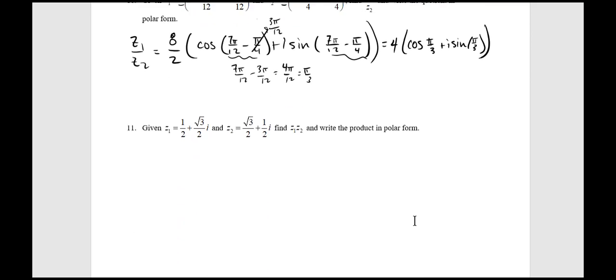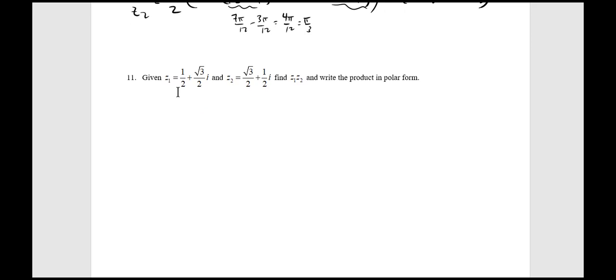Okay, let's do another one a little bit different here. Given these guys in rectangular form, compute the product and write the product in polar form. Well, you have options here. You could just multiply these by each other. Right? You could just multiply them out, or you could multiply them out and then try to convert it to polar. Or you could convert to polar first, and we know multiplying there is very easy. So maybe I'll convert to polar first.